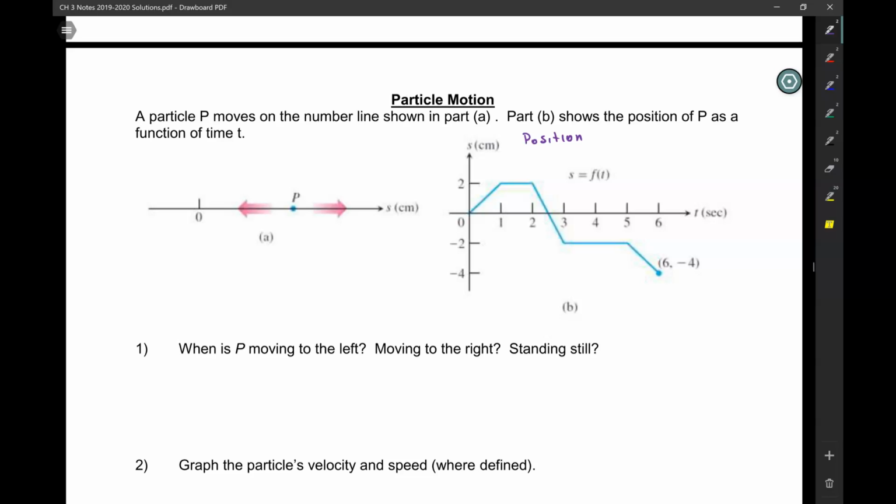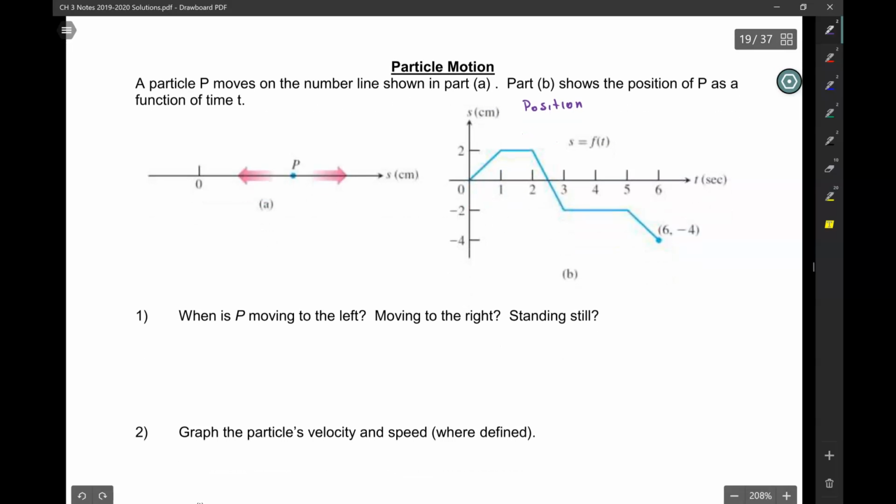Okay. So, when is it moving to the left? When is it moving to the right? When is it moving still? So, moving left or right? This has to do with whether the velocity is positive or negative. So let's think about this for a minute. If it's moving left, it means v of t is negative. If it's moving to the right, it means v of t is positive. Let's think about that further.